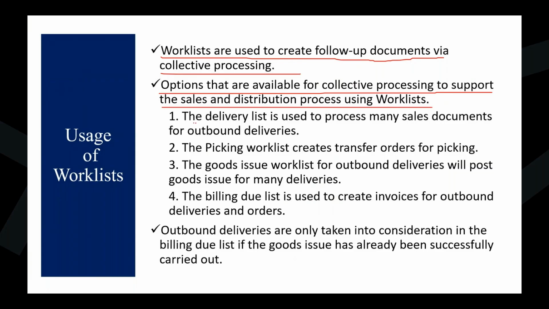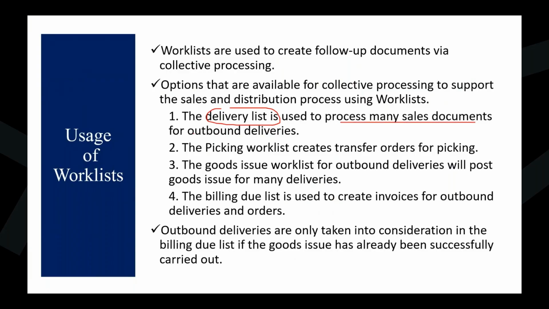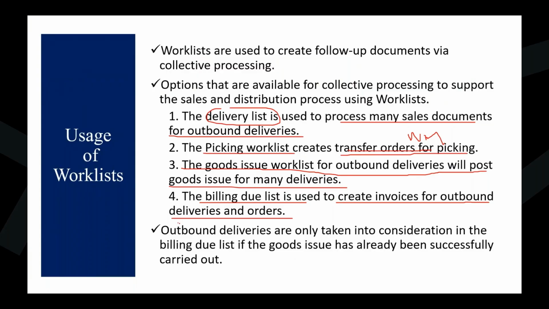One is the delivery list, which is used to create outbound deliveries. The delivery list is used to process many sales documents for outbound deliveries. Then picking work list is used to create transfer orders. Of course, this is if you are using the WM module. Okay. Goods issue work list for outbound deliveries will post goods issue for many deliveries. Okay, and billing due list is used to create invoices for outbound deliveries and orders.